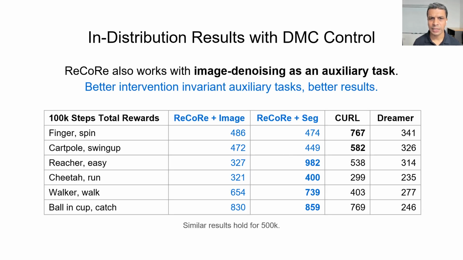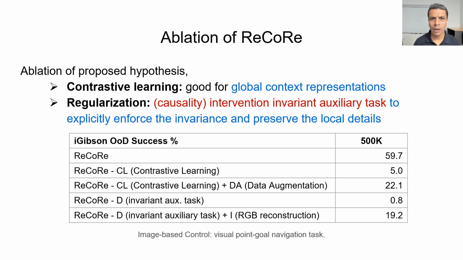For the in-distribution experiments, we chose the DeepMind Control Suite. We can see that by simply using image denoising as an auxiliary task, ReCoRe performs on par with the other methods. This shows that ReCoRe is equally applicable to environments where designing special intervention-invariant auxiliary tasks is not possible or not available. However, when we use semantic segmentation, which is a much stronger invariant auxiliary task, the result has been improved significantly. Further, our evaluation study shows that designing the intervention-invariant auxiliary task significantly improves the results of the world model. More detail is in the paper.